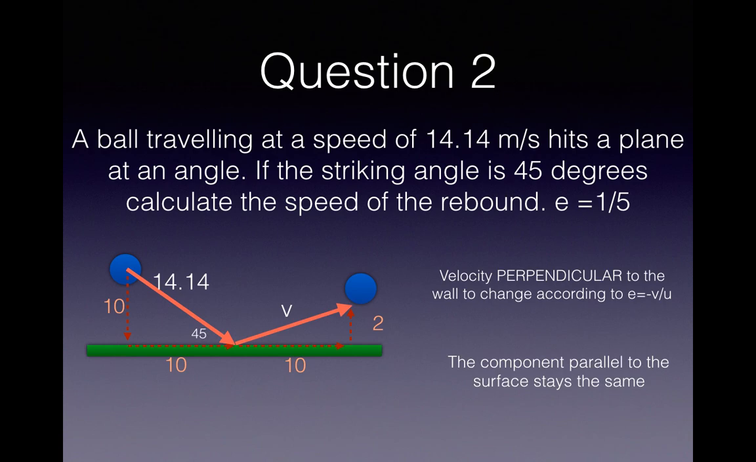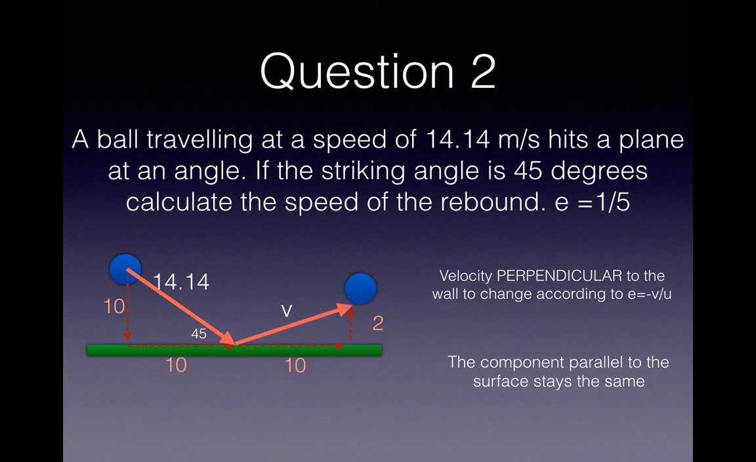Here we go. And using SOHCAHTOA, I can calculate the two components. They'll work out as 10. So 10 downwards and 10 to the right. Applying our rules then for the rebound velocity, the component of the velocity parallel to the plane stays the same, which is why we've got a 10 there.